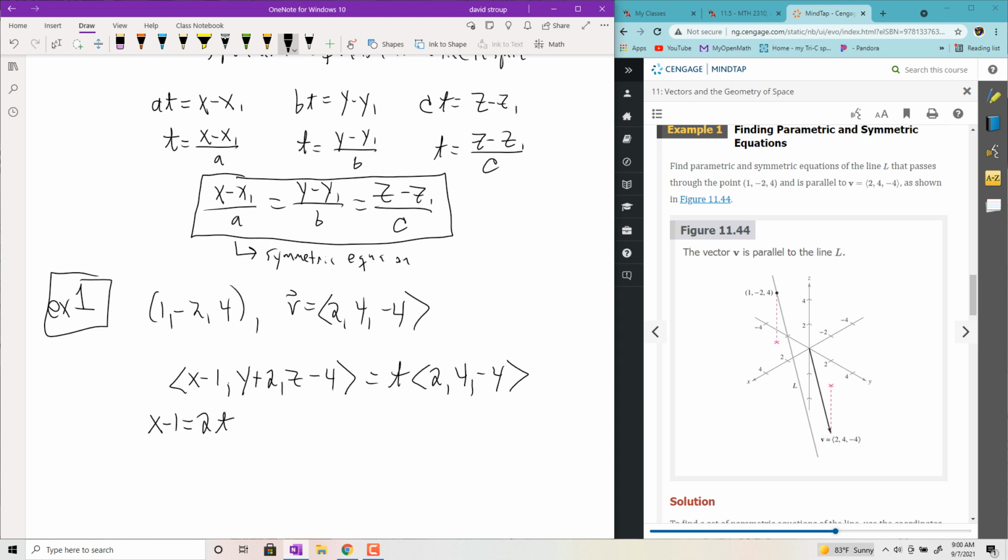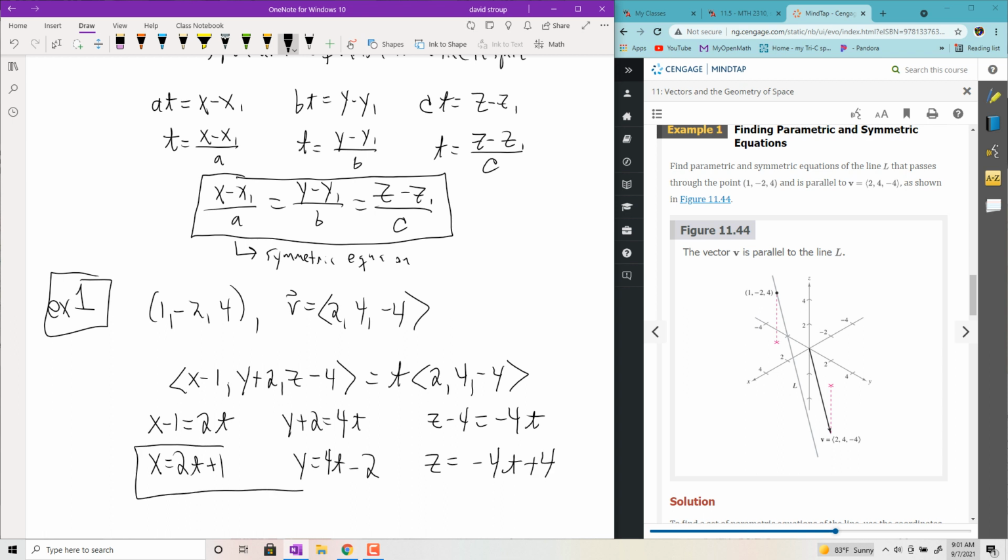And then we have our vector equation, or parametric equations. So x is 2t plus 1, and y plus 2 equals 4t. So y equals 4t minus 2. And then z minus 4 equals negative 4t. And then z equals negative 4t plus 4. Those are our parametric equations.